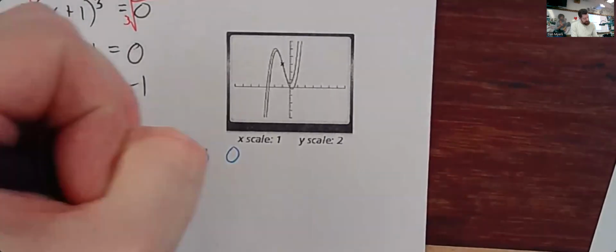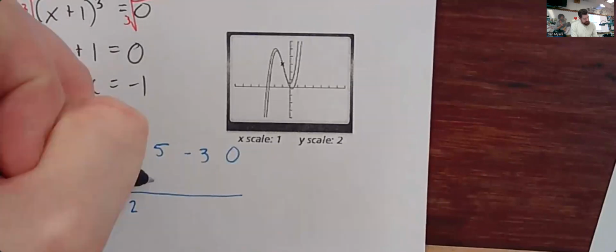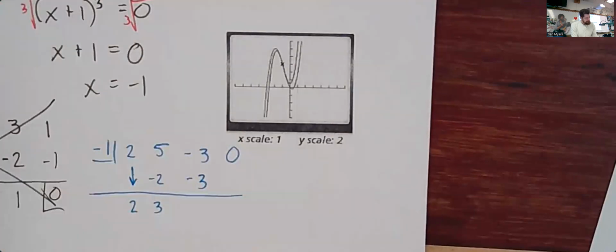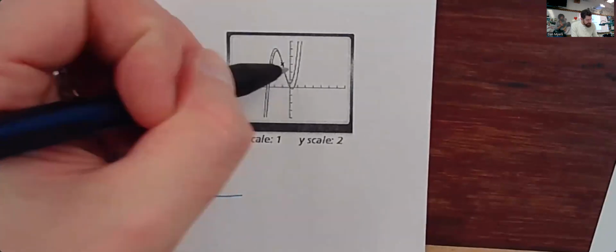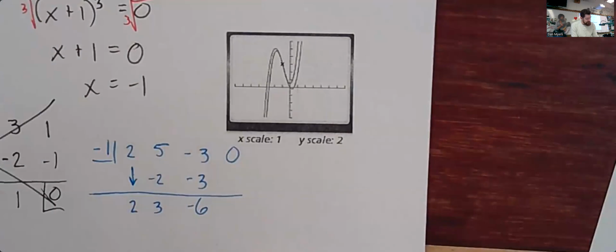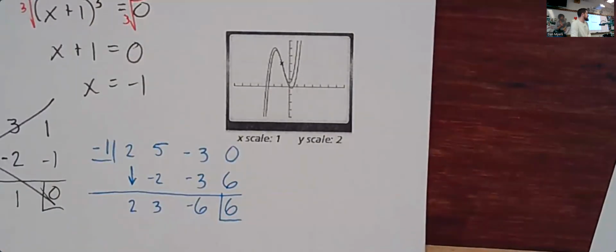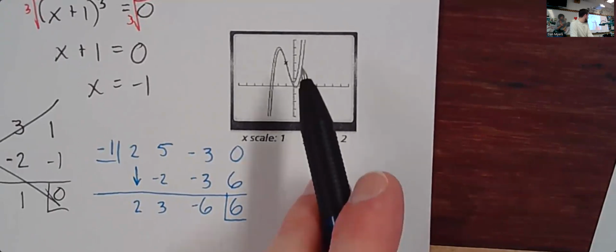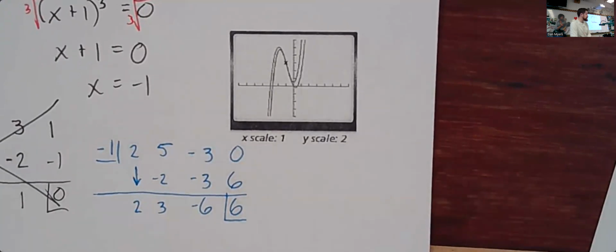So here we go. Bring down the 2. We get -2. We get 3. We get -3. That's going to be -6, and that will be 6, which means the remainder is 6. So actually, it does tell us that the y scale is 2. So that actually works out just fine. Because if the y scale is 2, if we go up 3 grid lines, that means that the y value is 6, which is good. So let's check it for the other one.